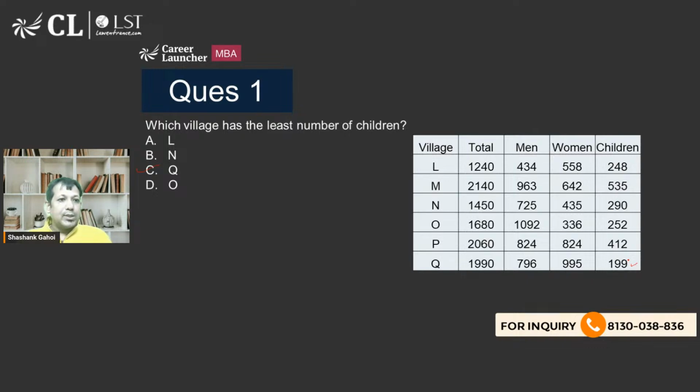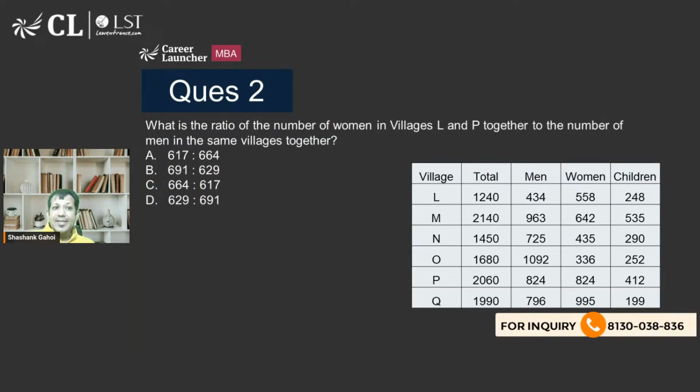Make sense? Now for the next question, let's move on. What does it say? What is the ratio of the number of women in villages L and P together to the number of men in the same villages? So we are talking about L and P together. The number of men is going to be 448 plus 181, which is 629. Now I got the number of men.